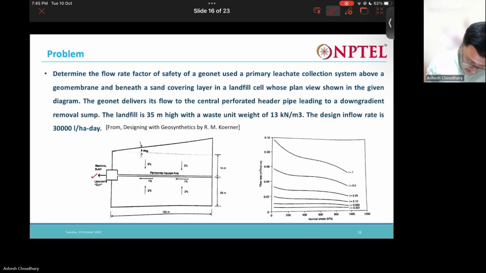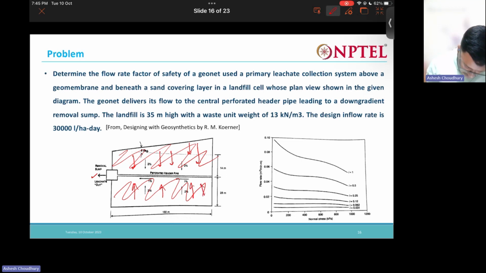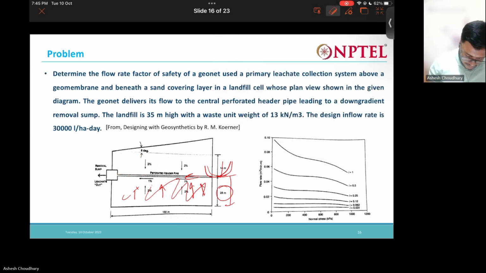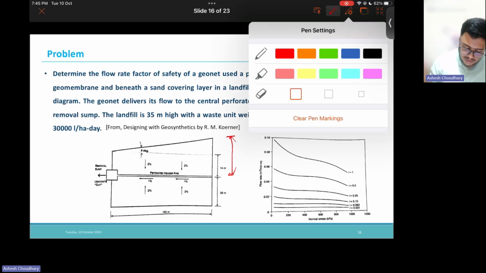So where is the geonet placed? The geonet is placed in this region, right? It is carrying the leachate in this direction to this pipe, and the pipe is then finally carrying it out. Now, the length of the geonet should be the maximum of these two. One is 25, and this we have to find out. So let us find this length out first. The maximum of the two will be the length of the geonet.